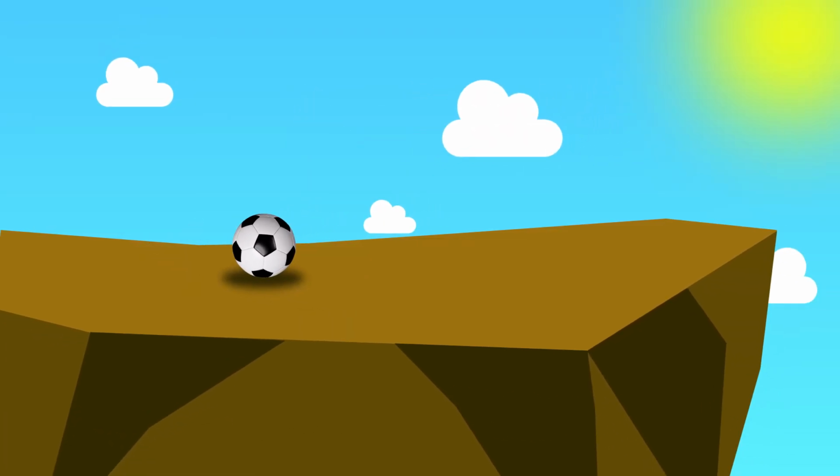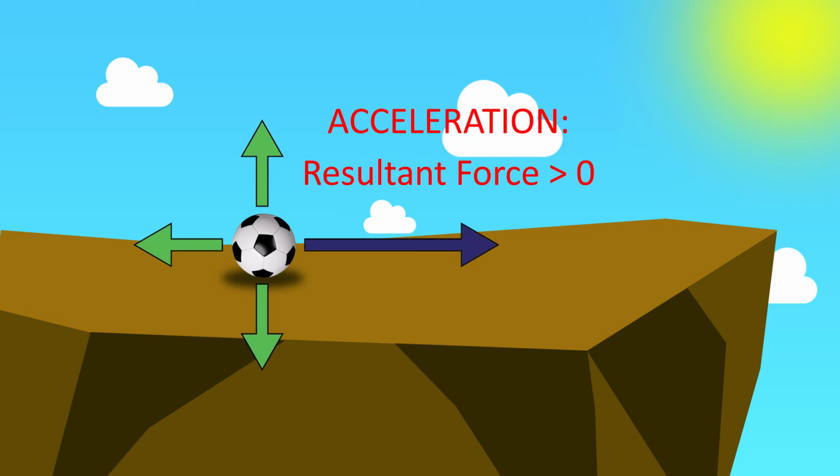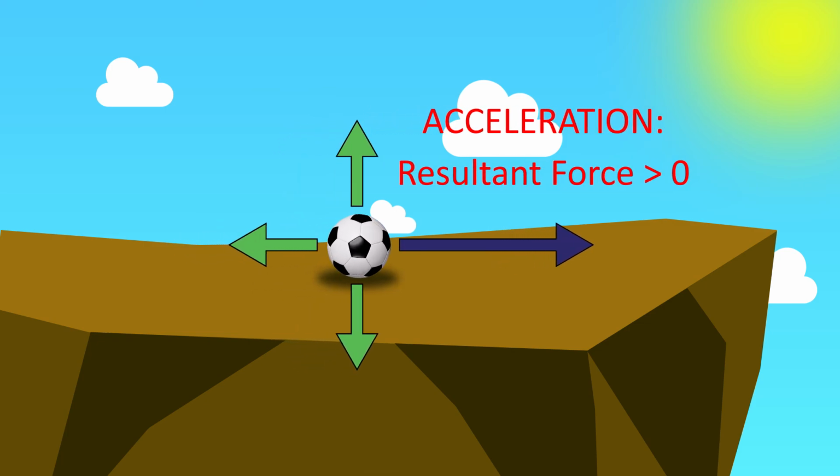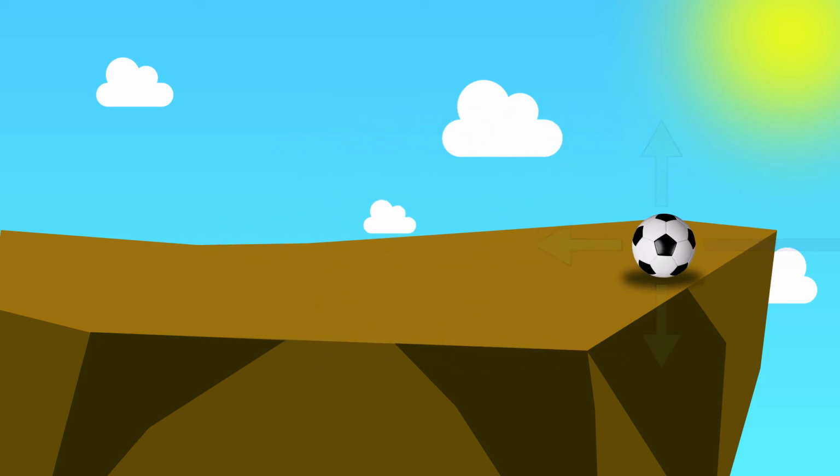Things get interesting when the resultant force is not equal to zero. In this case, the object will accelerate. Because the resultant force on this football is now going to the right, because the force on the right is larger than the force on the left, the football will accelerate going to the right.